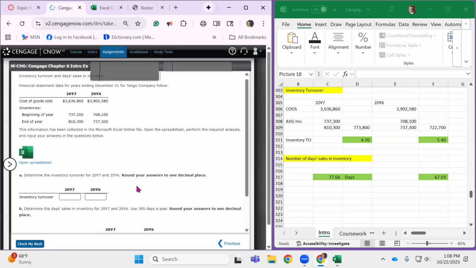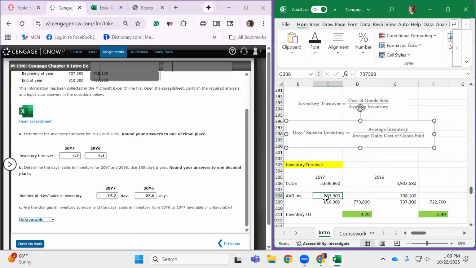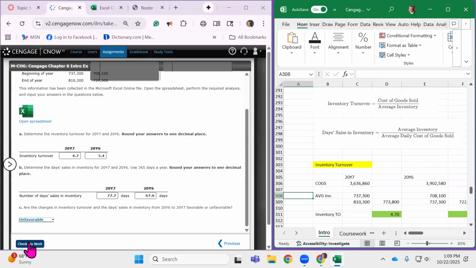Yes, I'm still here. Okay, so the turnover, and they want it to 1 decimal place. The turnover is 4.7. That wasn't too bad. Okay, the number of days in sales is actually going to be a little tougher. 77.7 and 67.6, I believe. So this direction means that things are not better. They're actually maybe getting a little worse. That's unfavorable. They're taking longer to sell what is in inventory, and that is considered unfavorable.